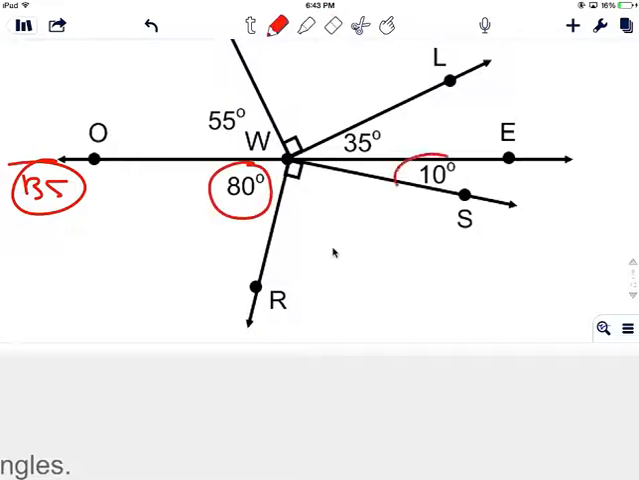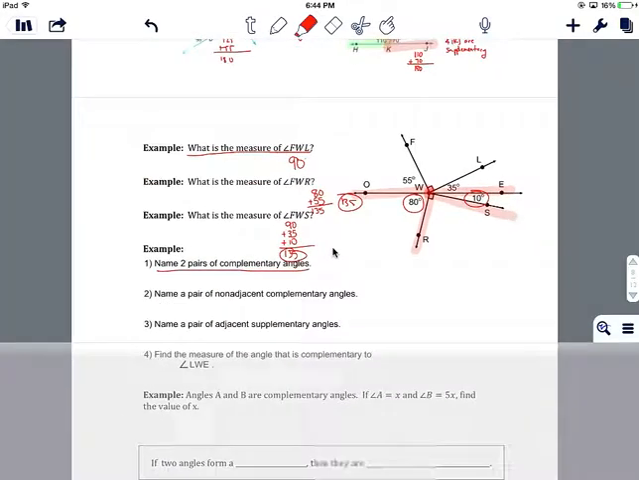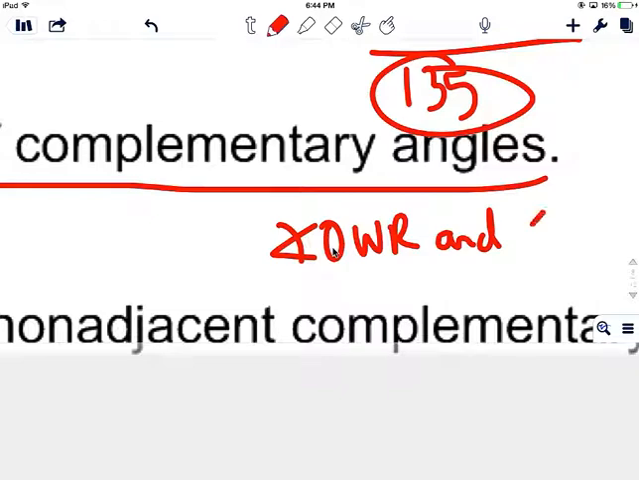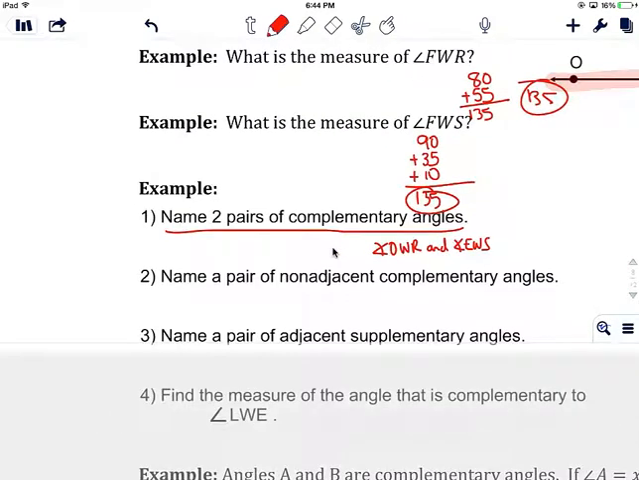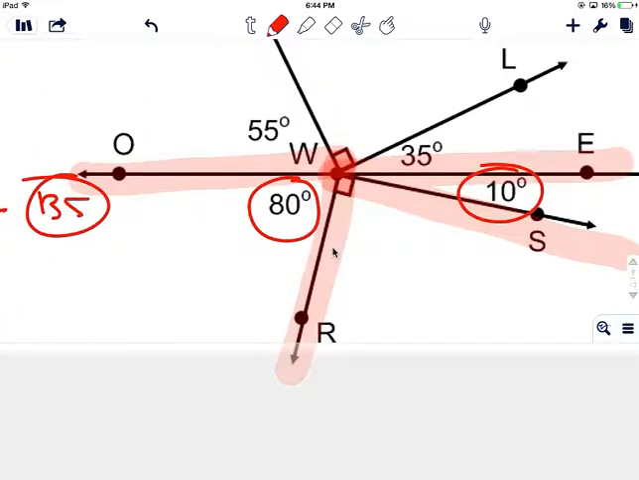Good. The 80 and the 10. But we've got to name them properly. OWR and EWS. So, angle OWR and angle EWS. Now it says two pairs. So now I have to look back at the picture and find another set of angles that add up to be 90.